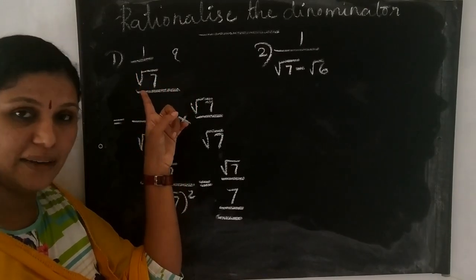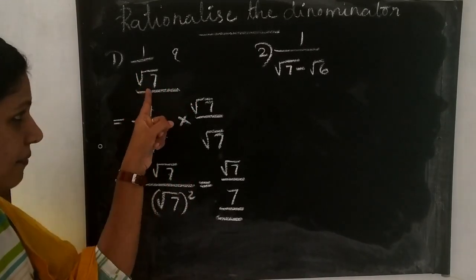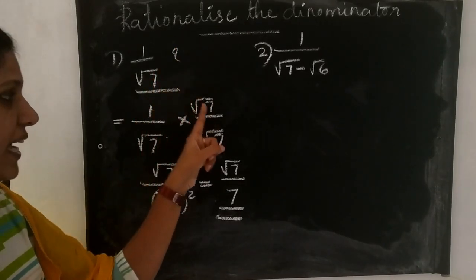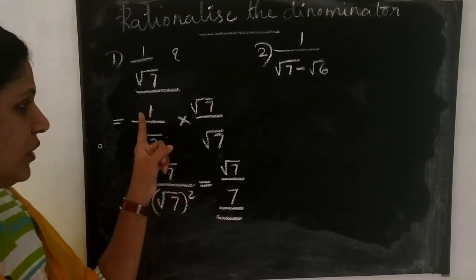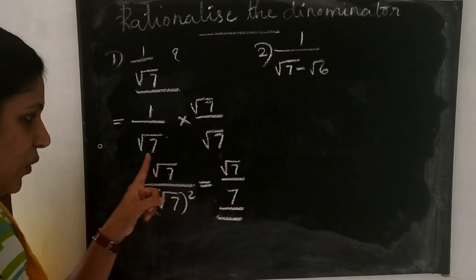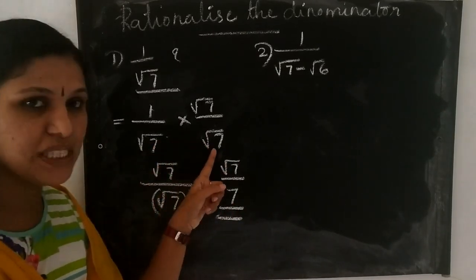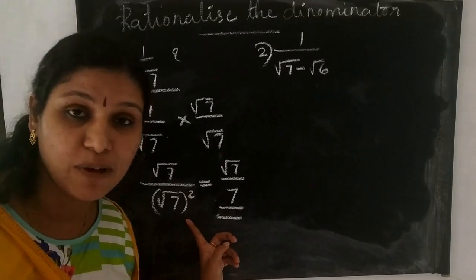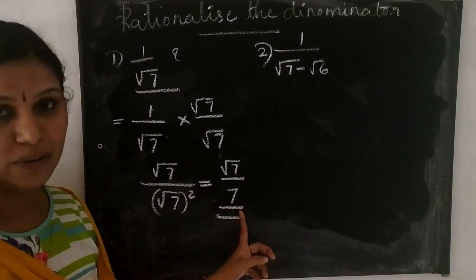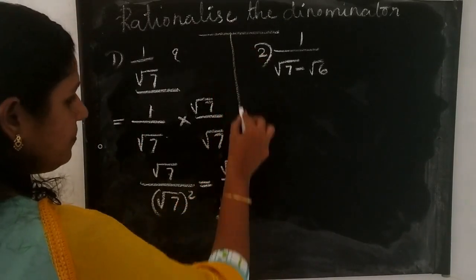Here there is only one term, so we just multiply that number to both numerator and denominator. In the numerator we get root 7. In the denominator part we get root 7 into root 7, which is root 7 square, that is 7. Okay.